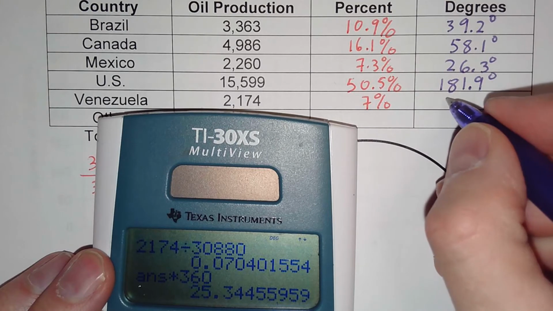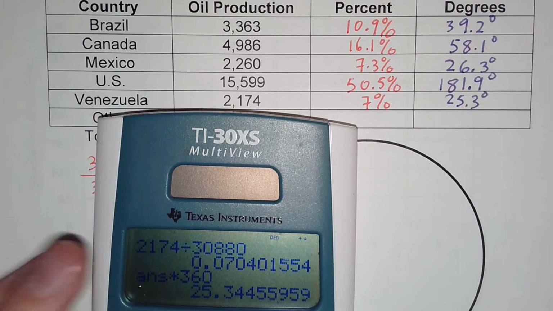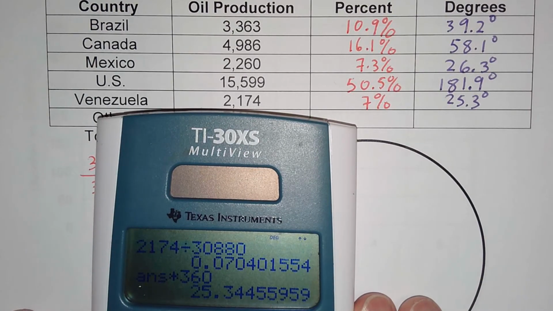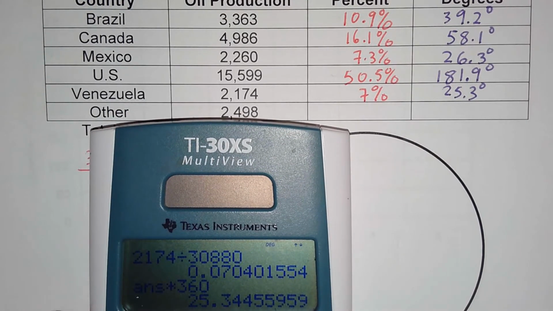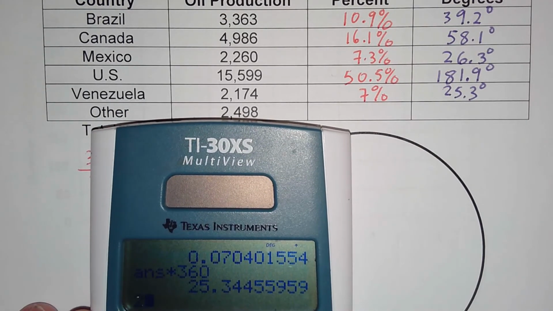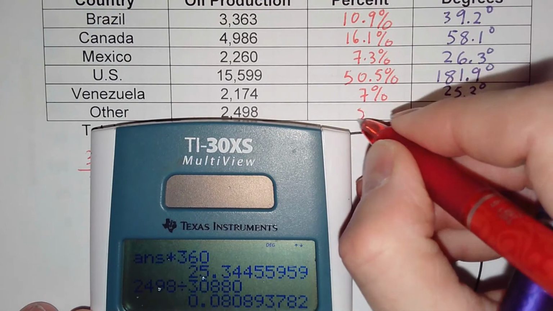And that will give us 25.3 degrees. And then finally, the other category was 2,498. We're going to divide that by 30,880. So that's about 8.1 degrees.